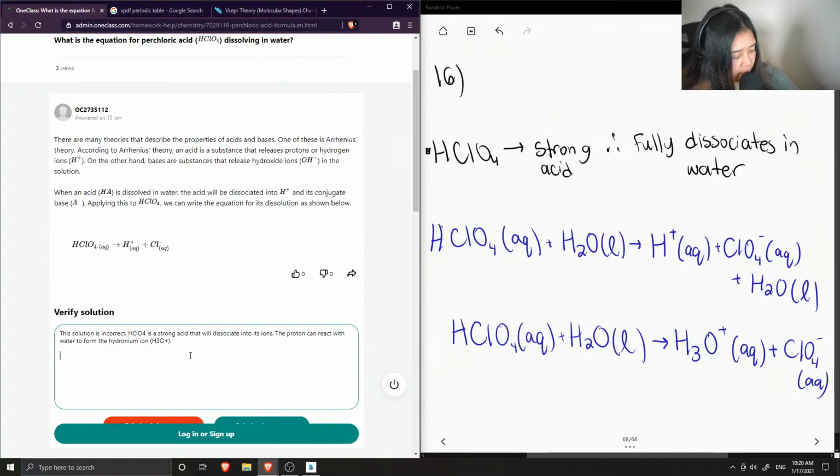And then I'll just write out my two reactions. I'll just write the final one. H3O+, ClO4-.